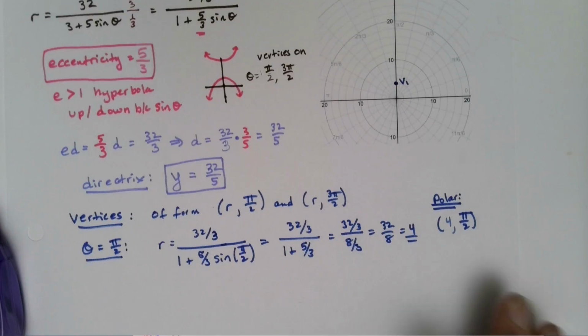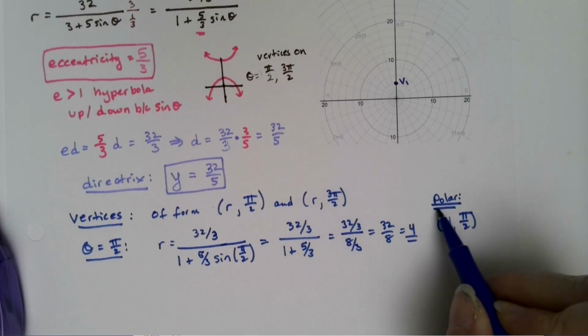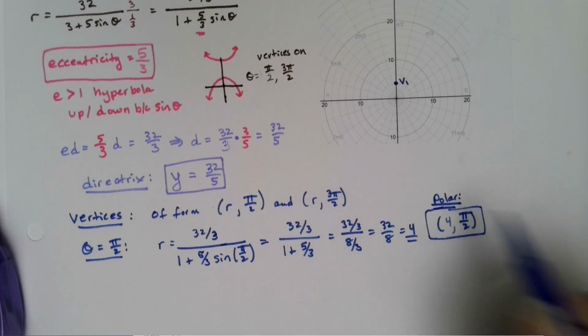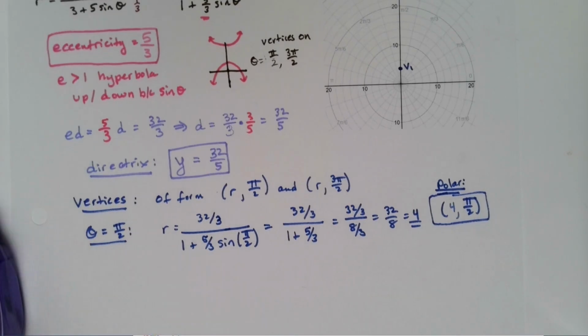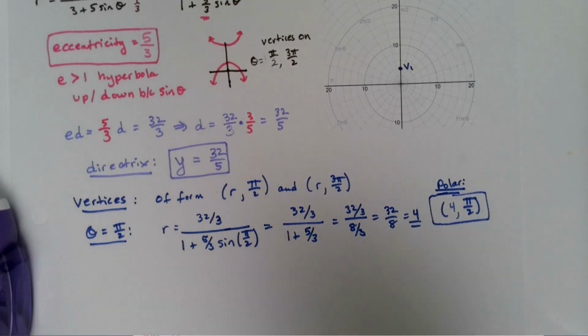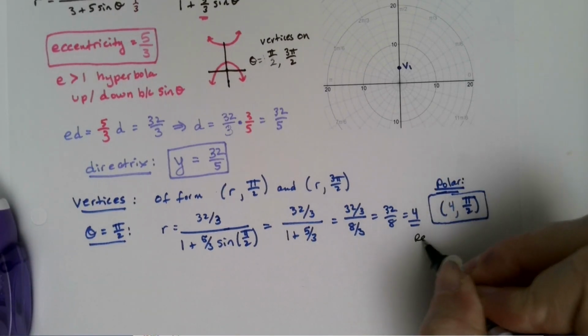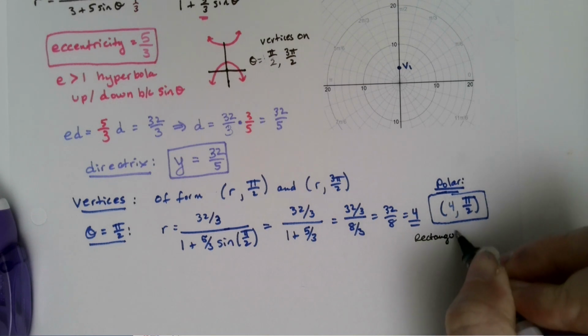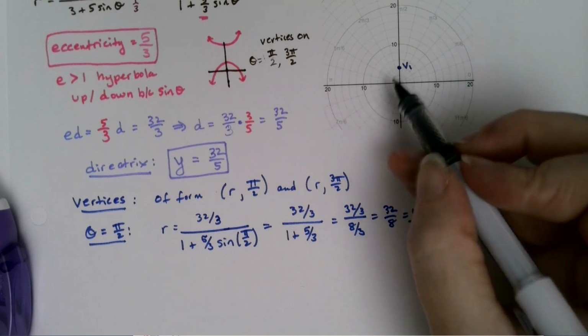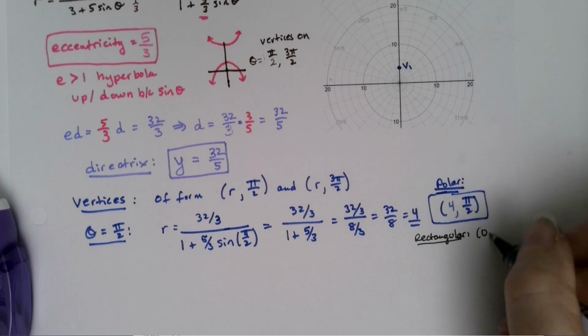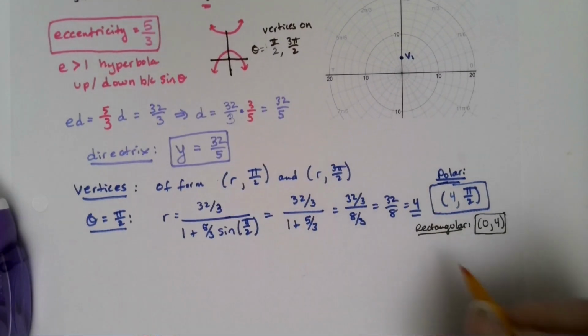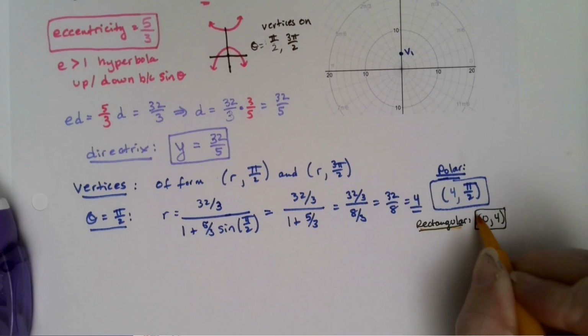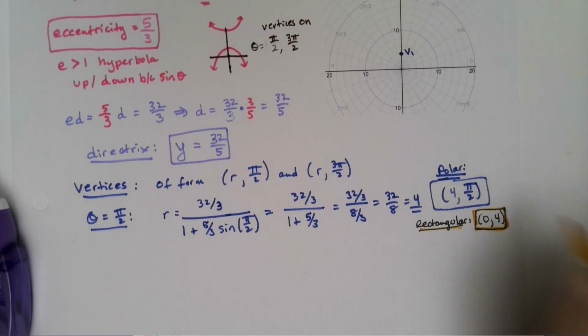All right. Now I know I need that in rectangular form also, but let me box that because that's one vertex found. Now rectangular, I'll just put near it because rectangular is easy. The rectangular form of that point is over 0, up 4. There we go. So I have my rectangular thrown in there.